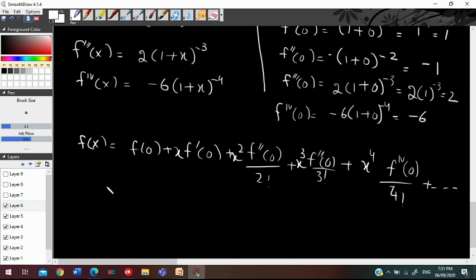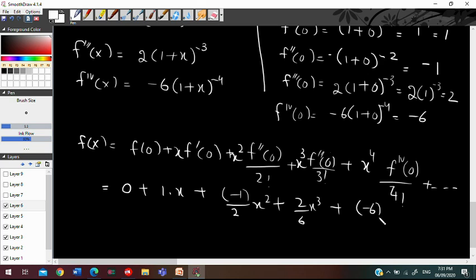So when we put the values, f of 0 is 0 plus 1 into x plus minus 1 by 2 x square plus 2 by 6 x cube plus minus 6 by 24 x4 plus up to so on. And when you simplify it, x minus x square by 2 plus x cube by 3 minus x4 by 4 plus up to so on. So this is the proof of your first part.